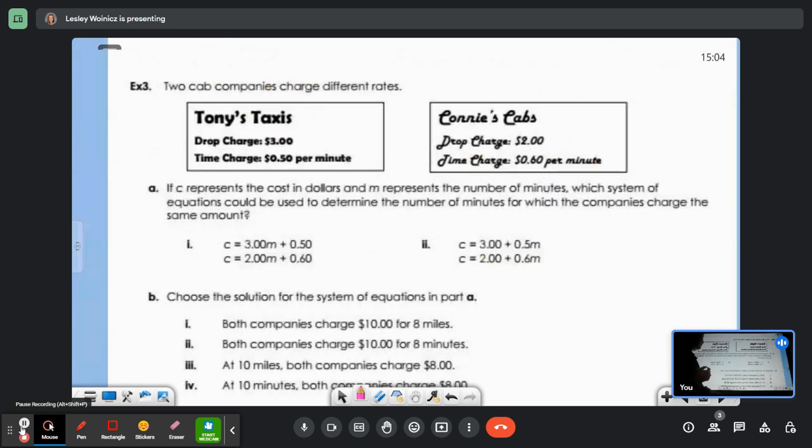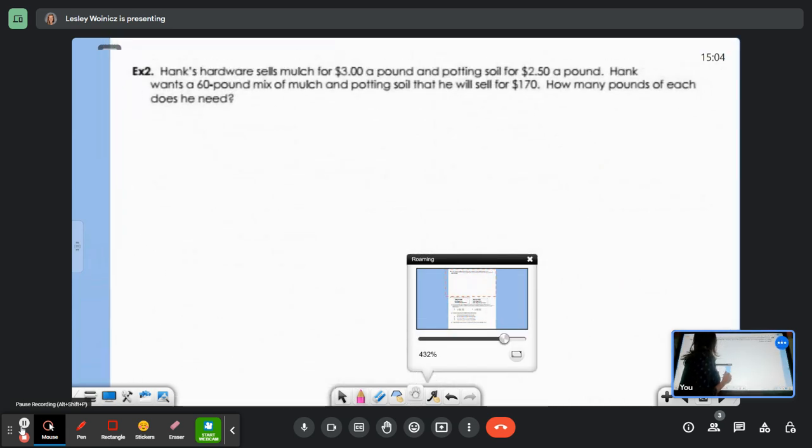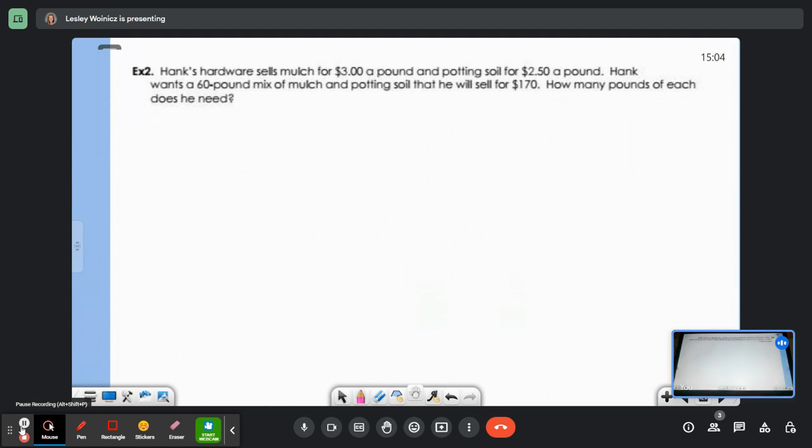All right, here we go. Hank's Hardware sells mulch for $3 a pound and potting soil for $2.50 a pound. Hank wants a 60-pound mix of mulch and potting soil that he's going to sell for $170. How many pounds of each does he need?